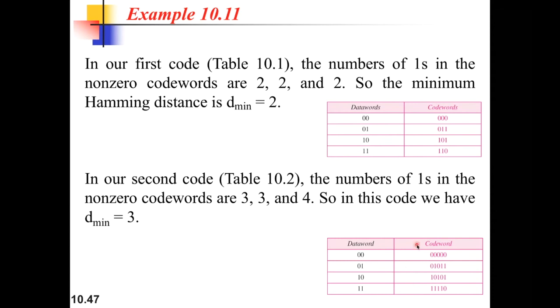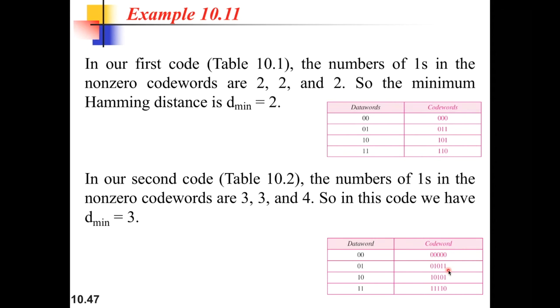Let's say example number 2. Here, find the minimum Hamming distance. And once again, I tell you, this is a linear block code. So in linear block code, once again, you don't need to find all the combinations. Look at the minimum number of ones. There are no ones here. Leave this option. This is not included.